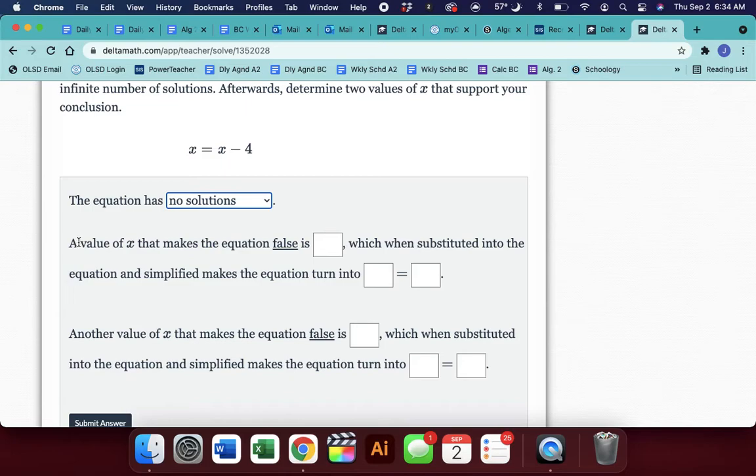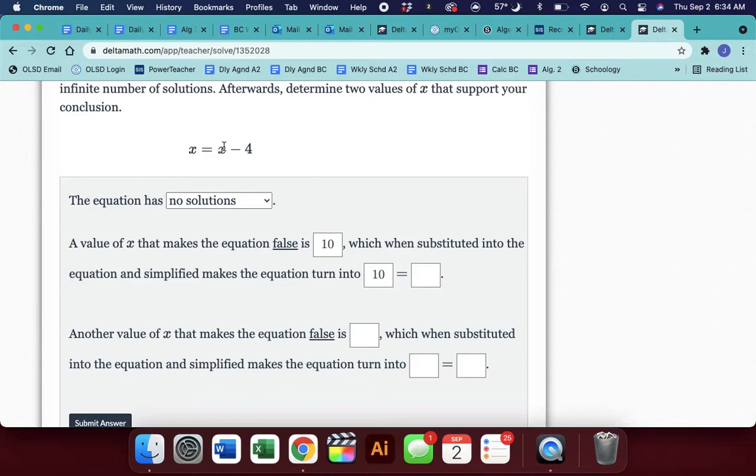And what they want you to do here is put in a value of x that makes this equation false. Remember, an equation is just a statement about two quantities, right? So basically what we're saying here is, let's let x be 10. So a value of x that makes this equation false is 10, which when substituted into the equation and simplified, so I'm going to plug in 10 for x. Anywhere where I see an x, I'm going to put a 10, okay? 10 is equal to, then I'm going to put a 10 here, 10 minus 4.